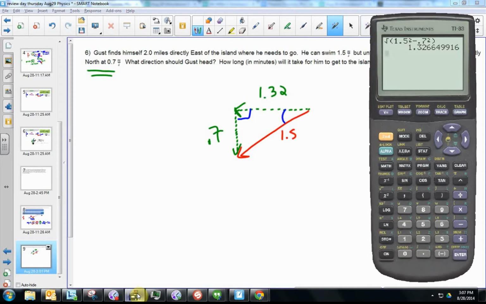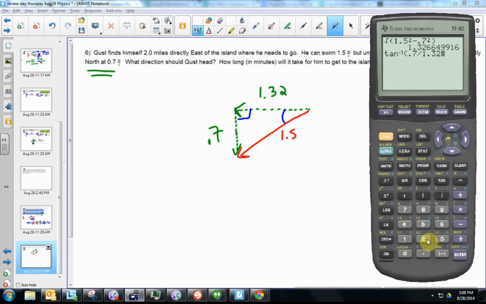Did someone get 1 point? Did someone verify my triangle? Anybody get that? Okay, great. So when I arctan this thing, I'll get the angle that Goose needs to be swimming.